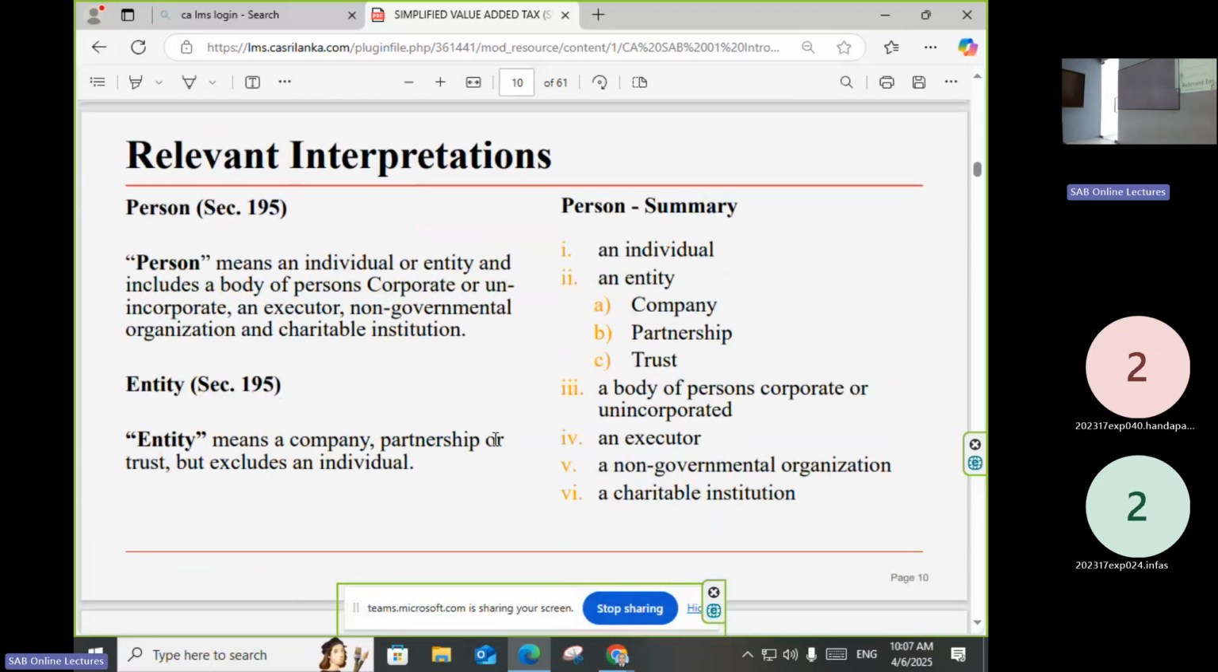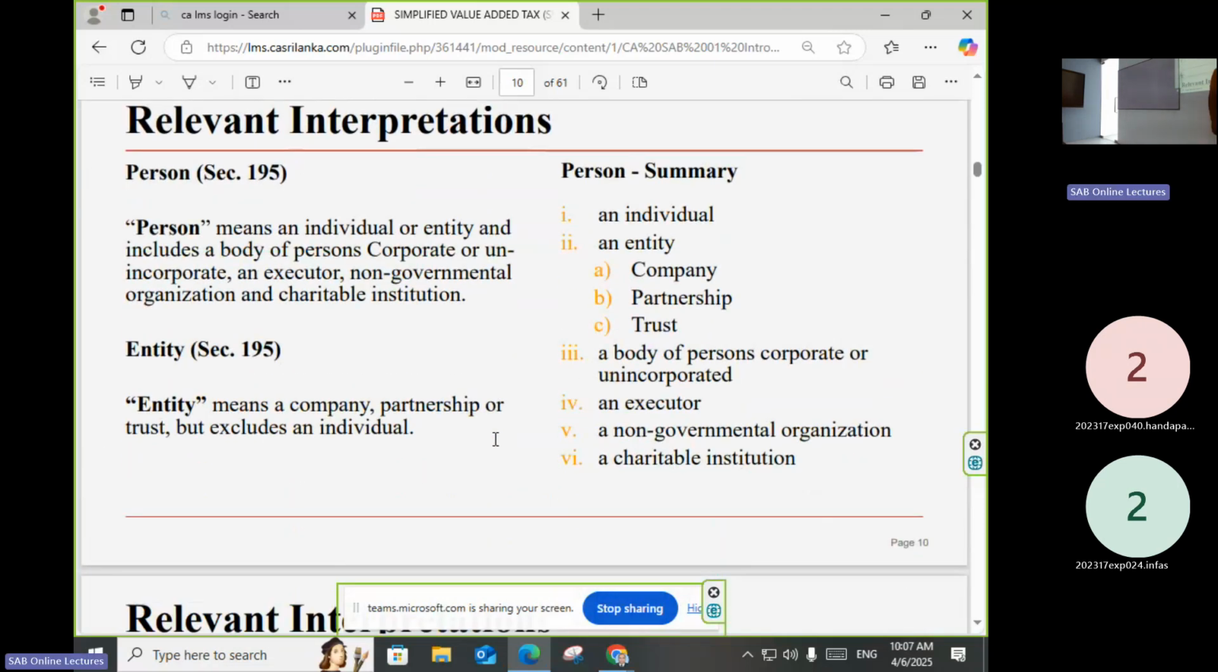So who is a person? As per the Illinois Act, Section 195 gives the interpretation. Some sections themselves give some interpretation, but generally Section 195 gives the interpretation. It says person means an individual or entity.